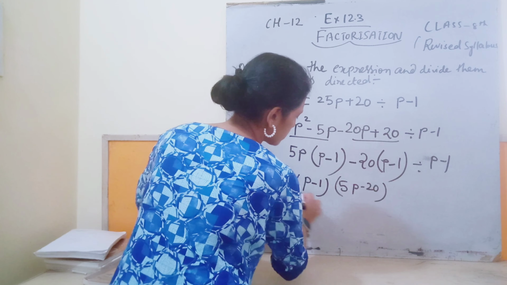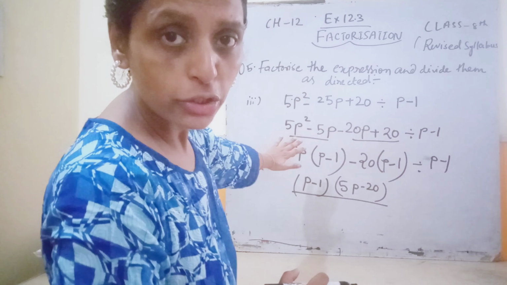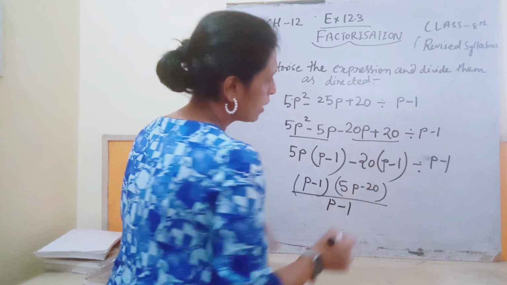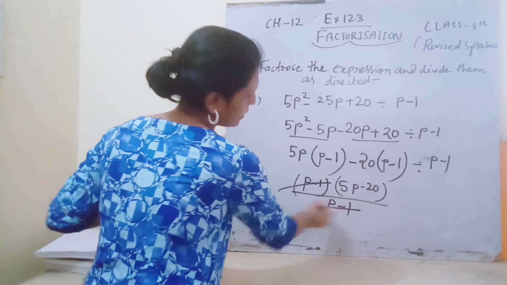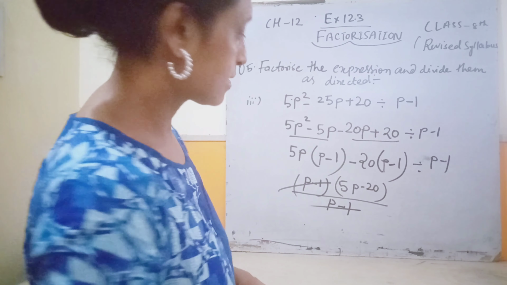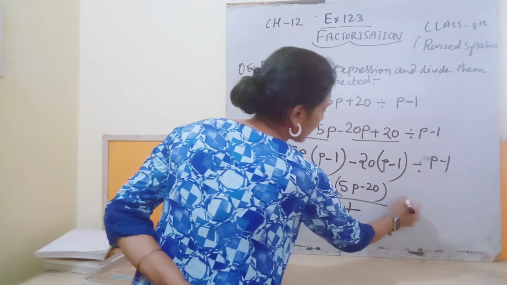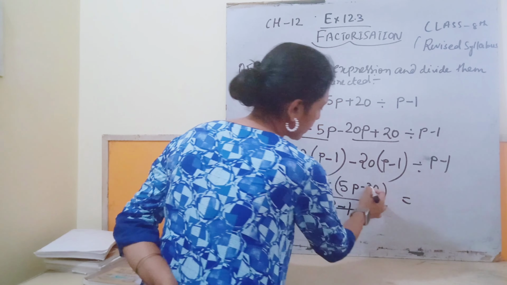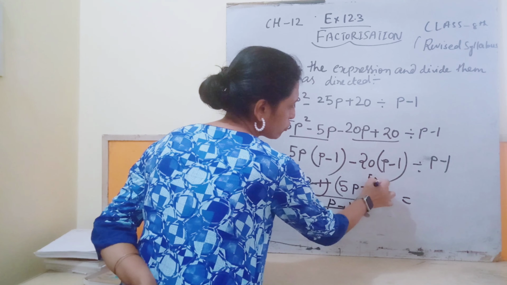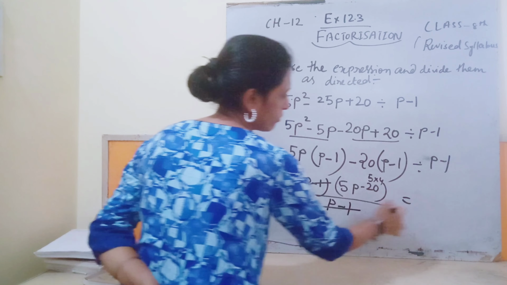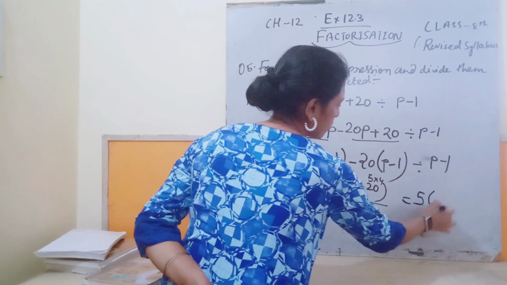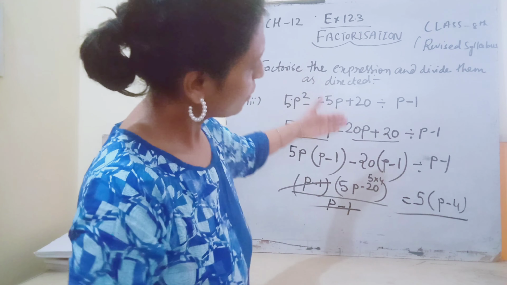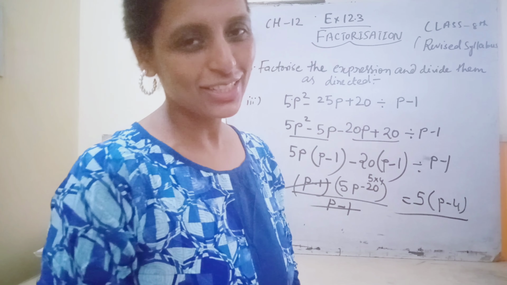Now we have to divide this expression, as the factorization is over. Now we have to divide by p minus 1. See children, this p minus 1 and this p minus 1 will get cancelled. Now we can further simplify this expression. 5p minus 20, we can write 20 as 5 into 4. So we can take 5 common from both the terms and we are left with p minus 4. So this is the solution to this question.